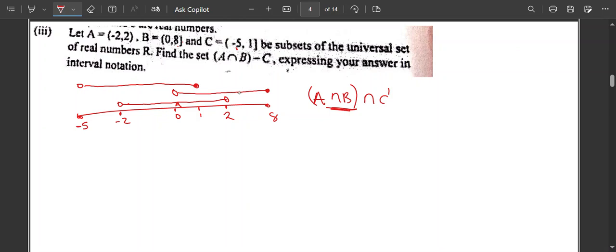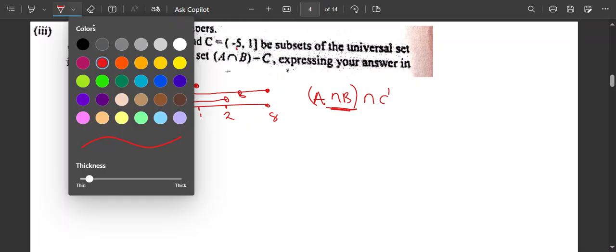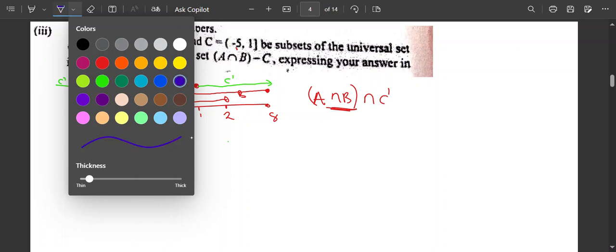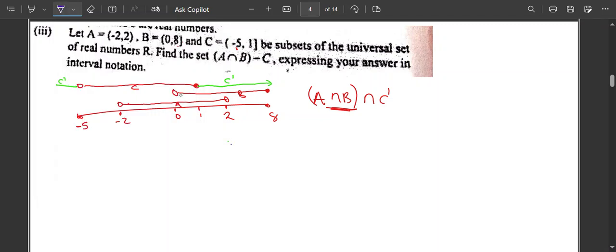By the way, this is B, this is C. So the C complement is this part. Going this side, this is our C complement. Again, we have C complement on this side. Then we want to intersect it with A intersection B. Where is A intersection B? A intersection B starts from here. You can see A and B intersect at this point. This is A intersection B.